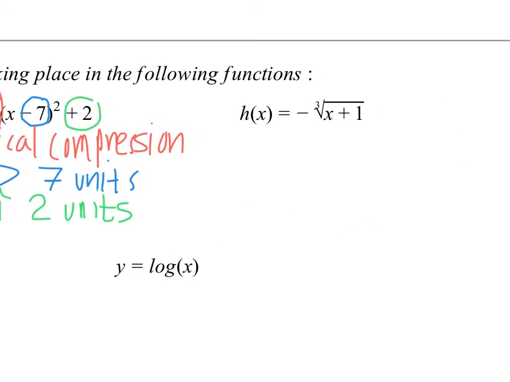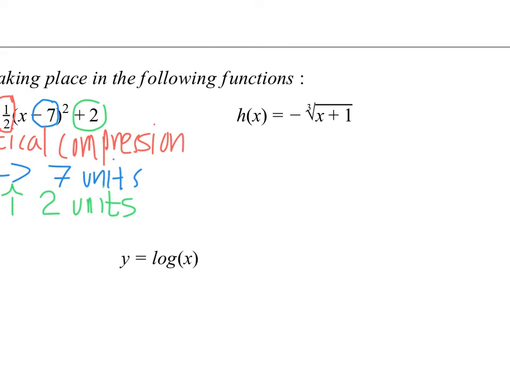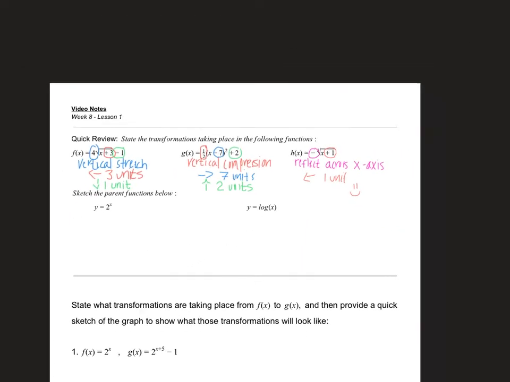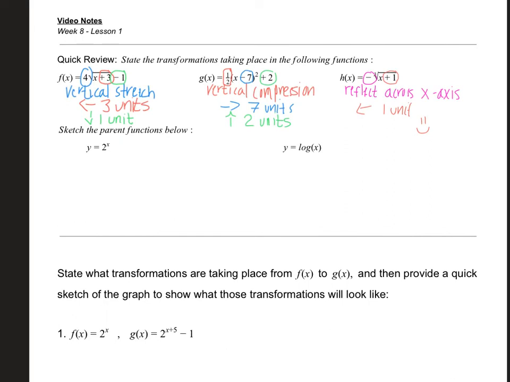And then over here we have h of x. We have that negative out front. So that is going to reflect across the x-axis. Remember, if it's on the outside, it's affecting the y values, which means if your y values go from positive to negative, it's reflecting across the x-axis. And then we're adding 1 to the inside, so that's going to be going to the left 1 unit. So as we move on here, right, again, that's nothing new. We all know what that looks like. There's really nothing there.